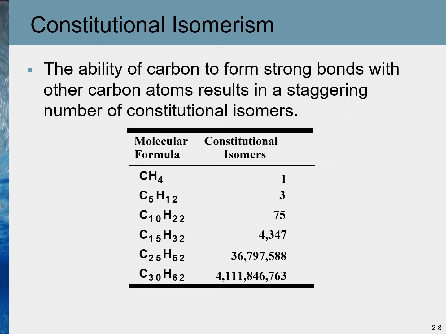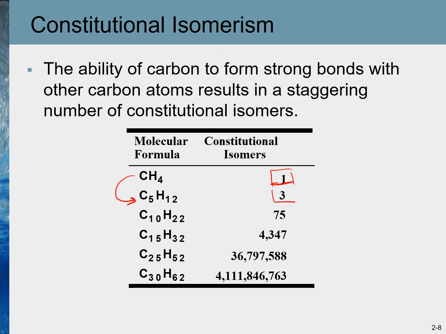Therefore, scientists believe that if life exists on some other planet, most likely it will also be carbon based or maybe silicon based. But anyway, the ability of carbon to form strong bonds with other carbon atoms results in a staggering number of constitutional isomers. For example, I already mentioned that methane does not have any constitutional isomer, so it has only one kind of structure.